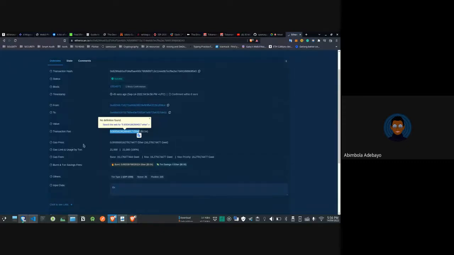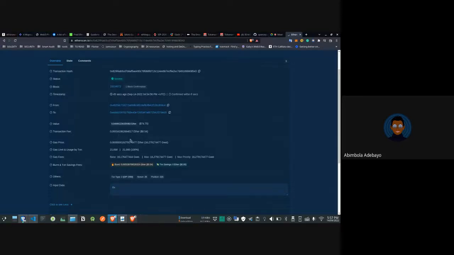Look at it now. This is the gas price, 16.27 Gwei. This is 16.2-something times 10 raised to power 9 wei, if you want to get it in terms of wei. Wei is 10 raised to power 18, Gwei is 10 raised to power 9.